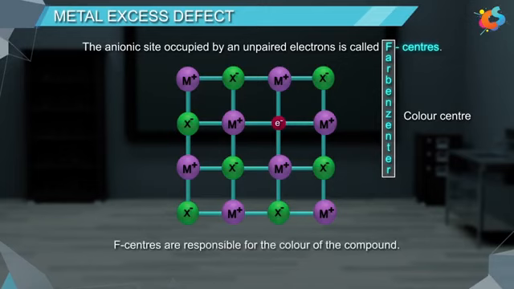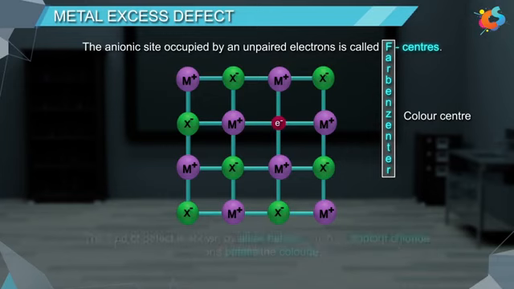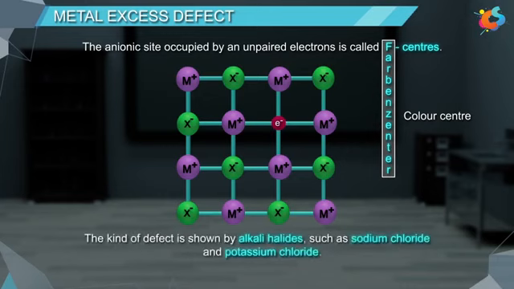F centers are responsible for the color of the compound. This kind of defect is shown by alkali halides, such as sodium chloride and potassium chloride.